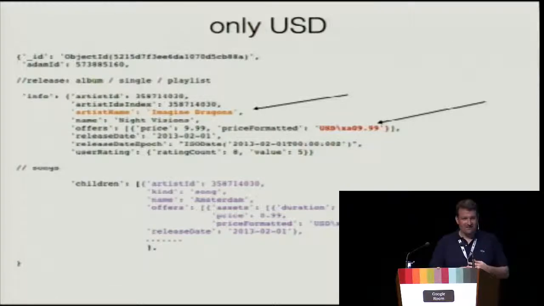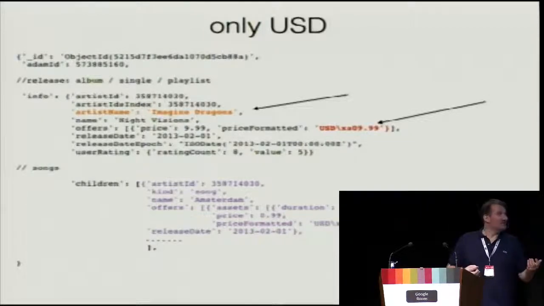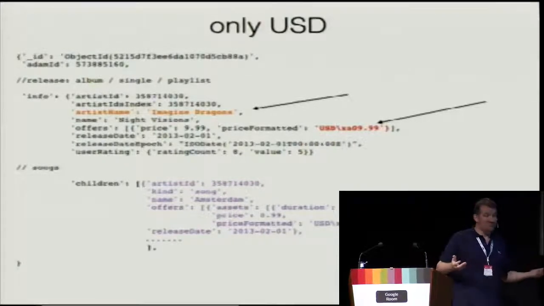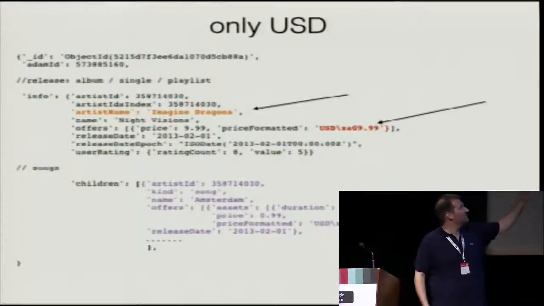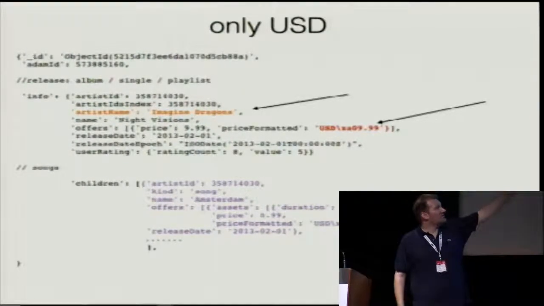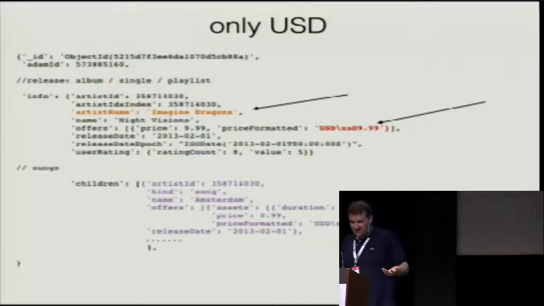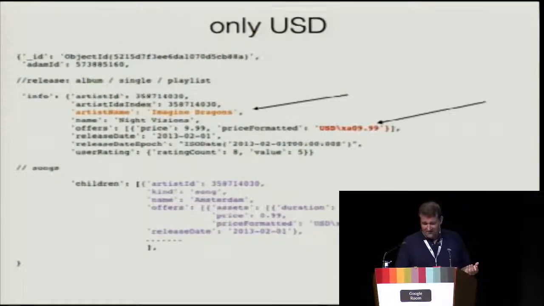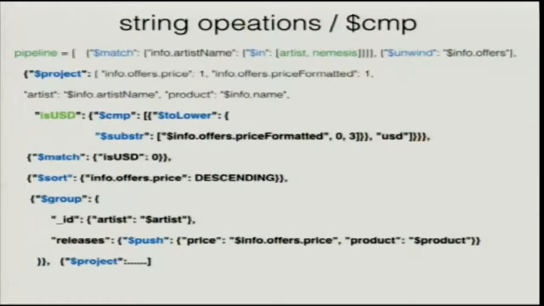I'm interested in getting the prices of the releases of the artists. It's basically scraped data, so it's probably not as clean as I would wish it to be. Basically, we see a formatted price with the currency in front and the price, but it's all in one attribute. And I'm interested in getting the prices in US dollars, and that's easily solved with a string operation and a compare operation. So I have to speed up a little bit.